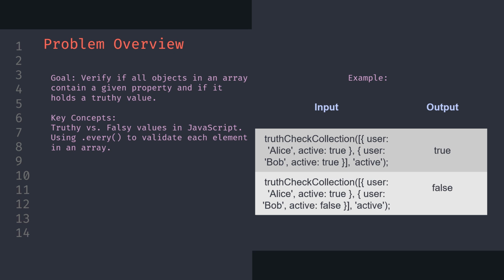In JavaScript, values like 0, null, undefined, false, and blank are considered falsy. We leverage this knowledge to check if a specified property is truthy for all elements.